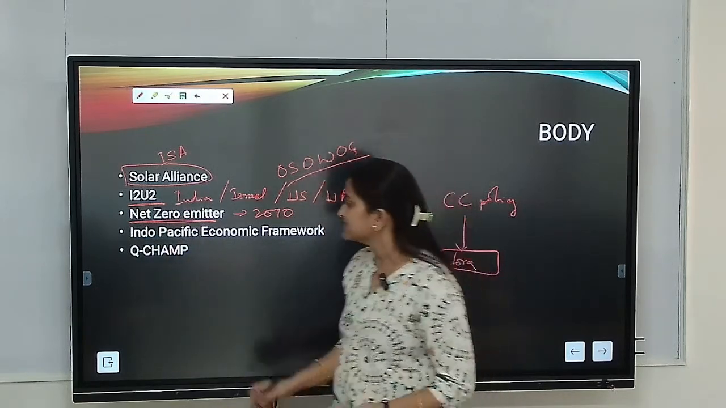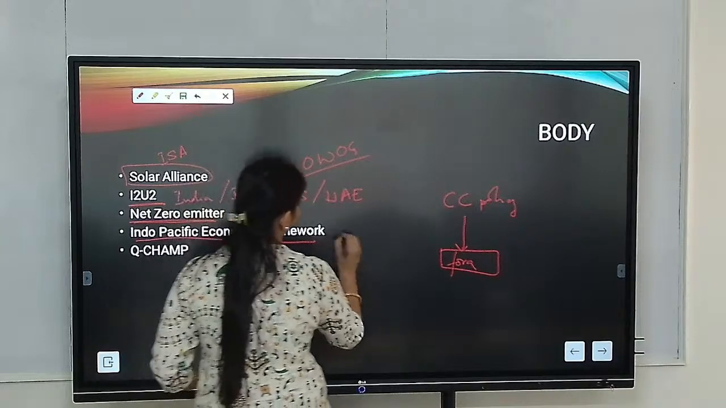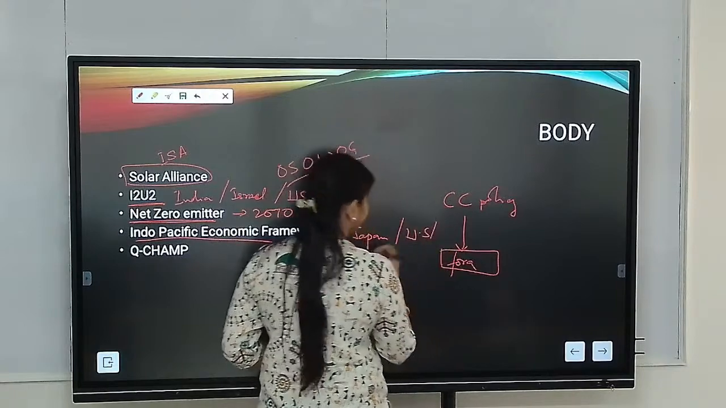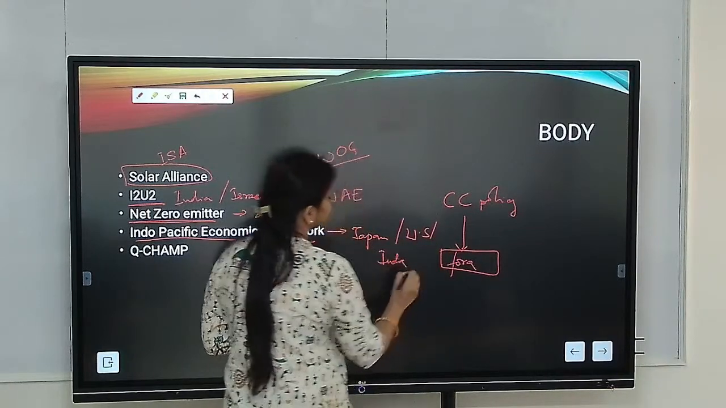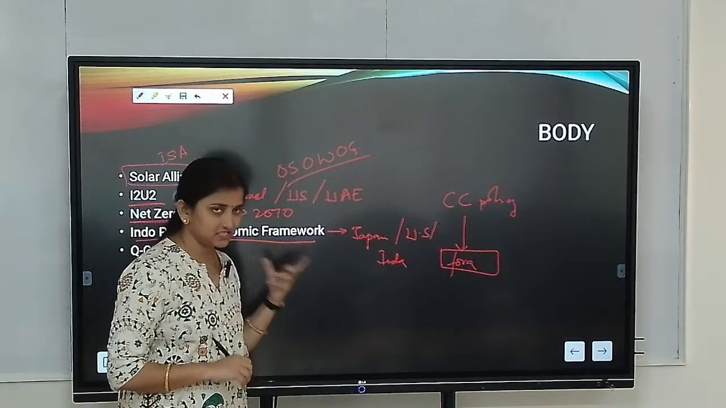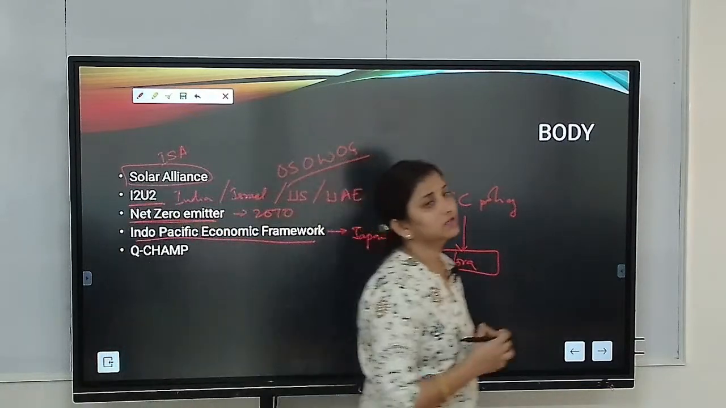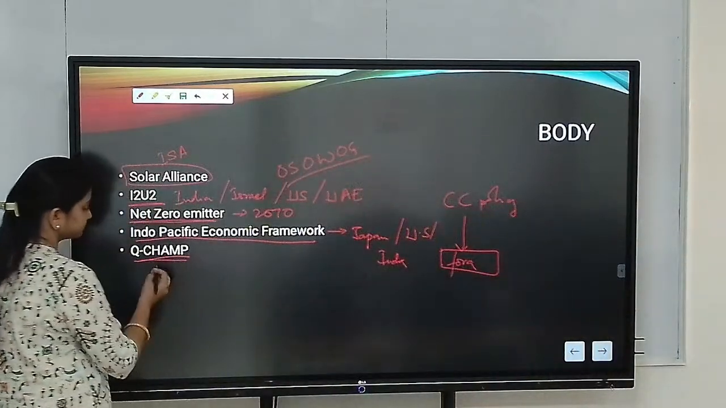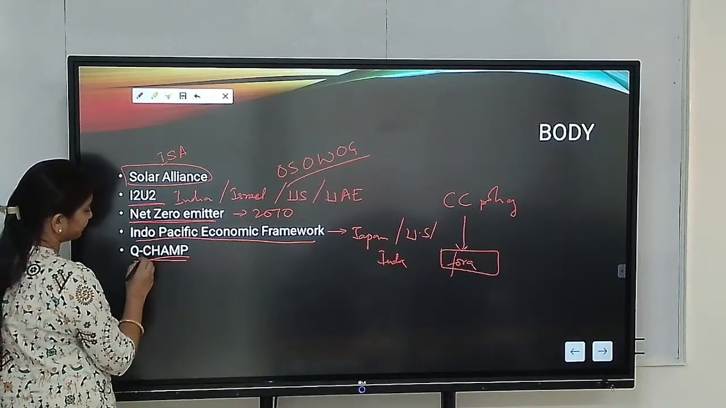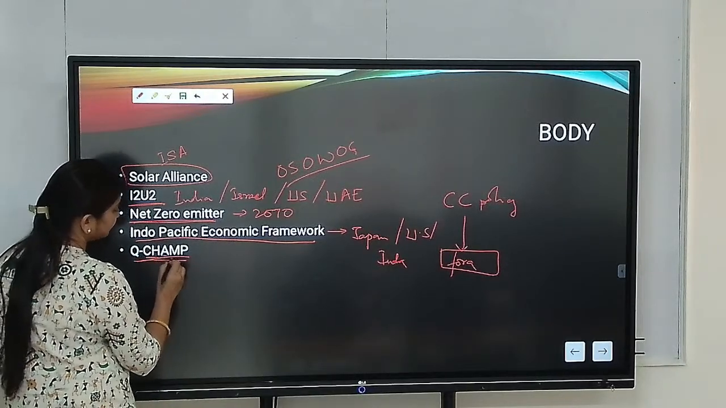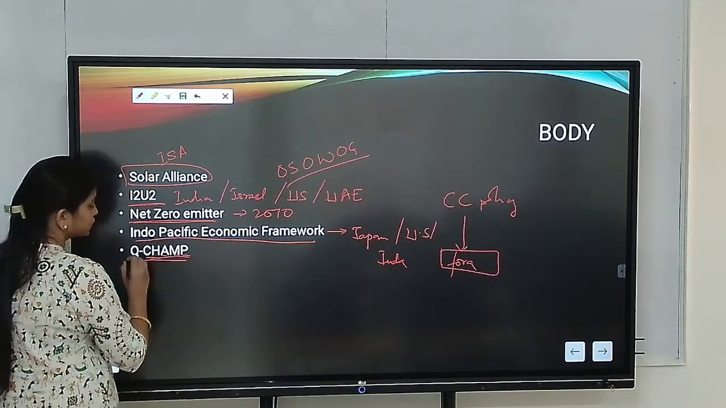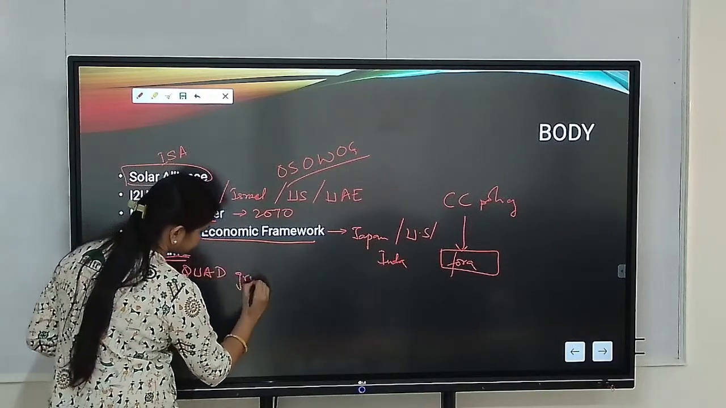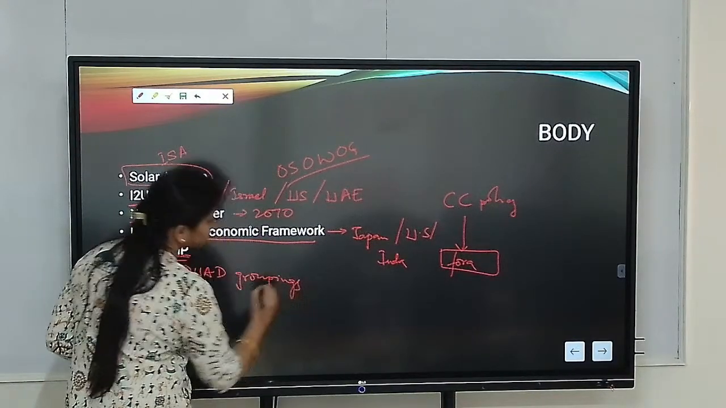Plus, there is the Indo-Pacific Economic Framework, which is mostly under the leadership of the US and Japan, who have also invited India. They are talking about a free and open Indo-Pacific region. This grouping is also working towards clean energy. And the last part is the Quad grouping. This is basically the Quad grouping for climate change adaptation and mitigation practices. So QCHAM is the Quad grouping's task to shift towards clean energy.